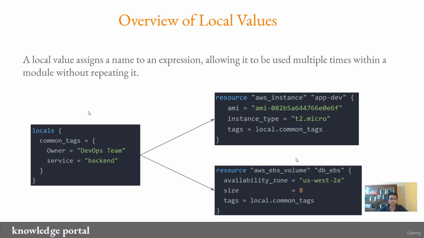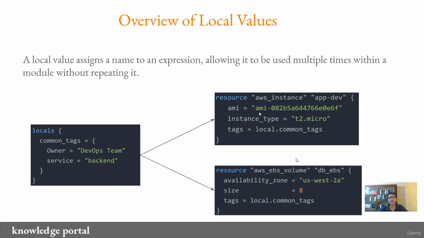Let's discuss one of the simplest ones, where within the locals we have a common_tags, and we are defining two key-value pairs here. One is owner equal to DevOps team, and service equal to backend. This is what we are defining within the locals. Now within two AWS resources, one is aws_instance and the second is aws_ebs_volume, and both of them support tags. So within the tags we are doing local.common_tags, that is local.common_tags.